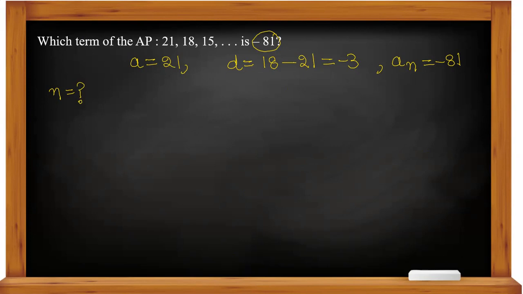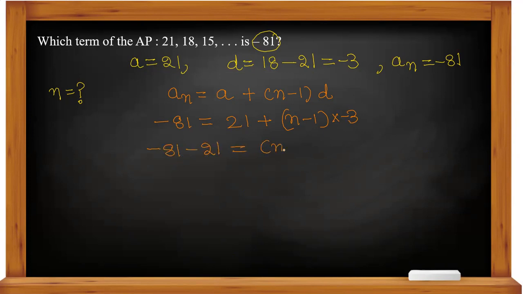So let us see how we will solve this question. First of all, I will write the formula of An, which is A plus (N minus 1) into D. Let us put all the values. An is minus 81, A is 21, (N minus 1) multiply minus 3. I will transpose 21 to the left hand side. So minus 81 minus 21 is equal to (N minus 1) multiply minus 3. How much is it? It is minus 102. It is equal to (N minus 1) multiply minus 3.